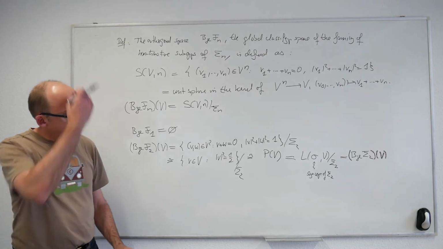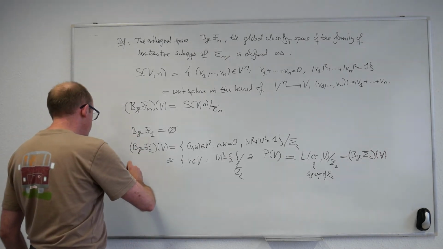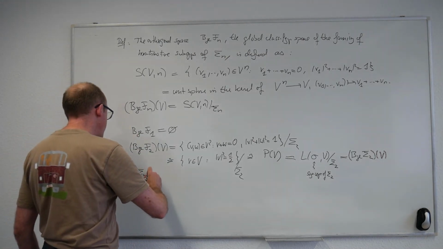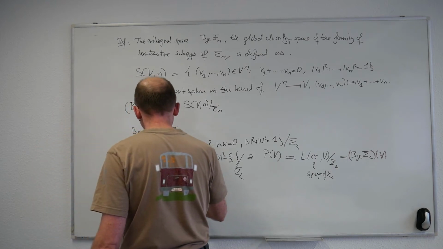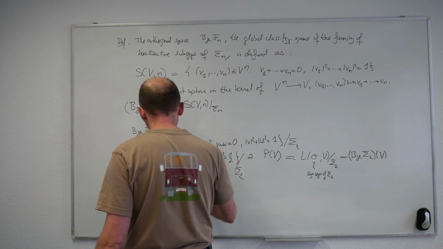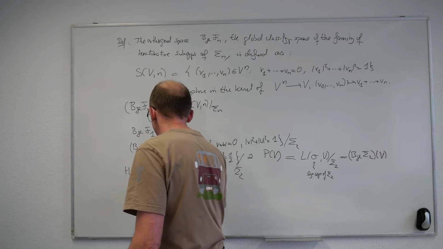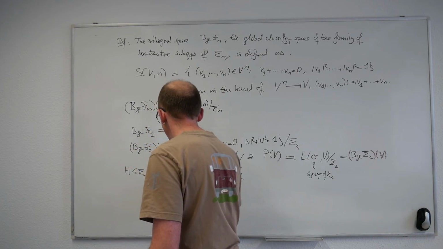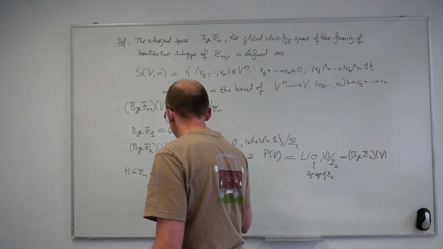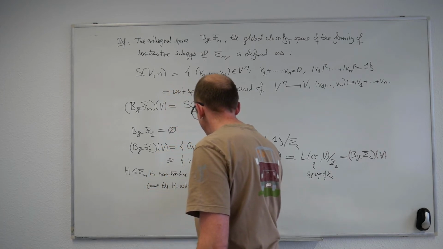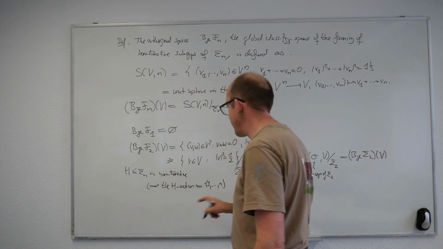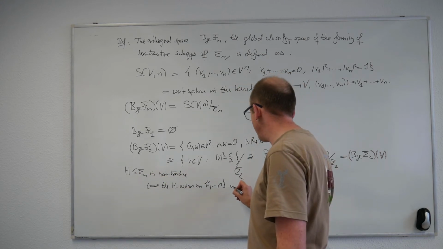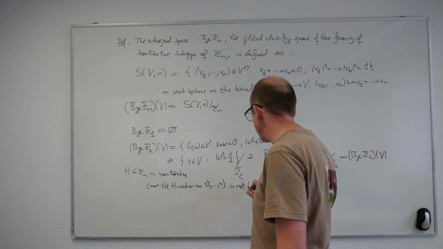Maybe I should say what a non-transitive subgroup is. So H in sigma n is non-transitive if and only if the tautological action, the H action on the set 1 up to n, you know, sigma n acts on this set tautologically, and this is a subgroup, if this action is not transitive.